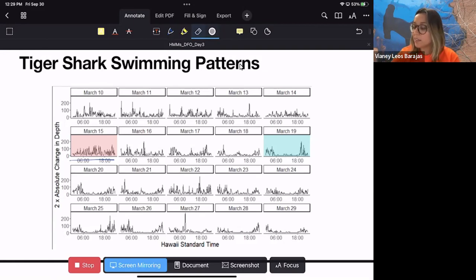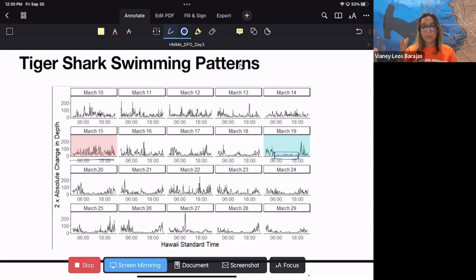But on March 19th, what I noticed is that there were multiple days where the shark didn't tend to move very much, at least in the vertical water column.